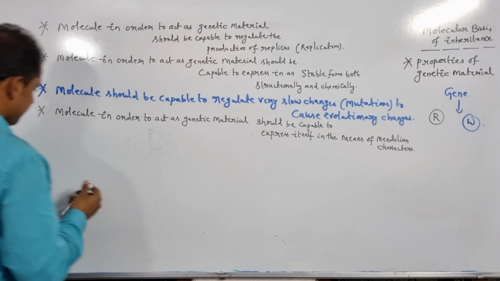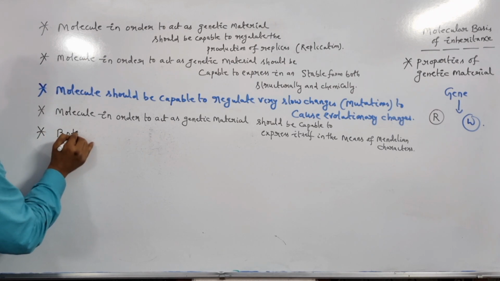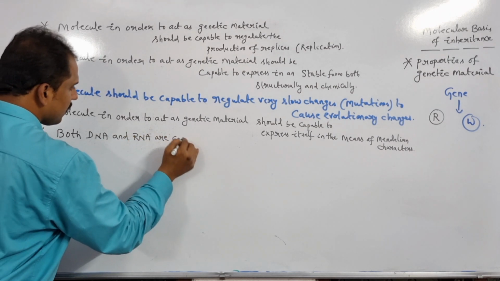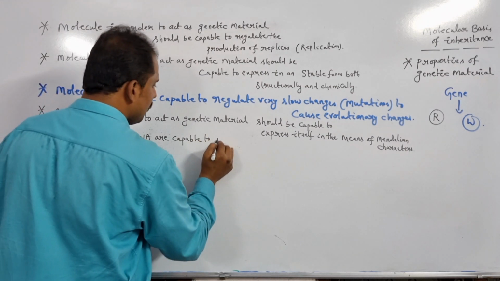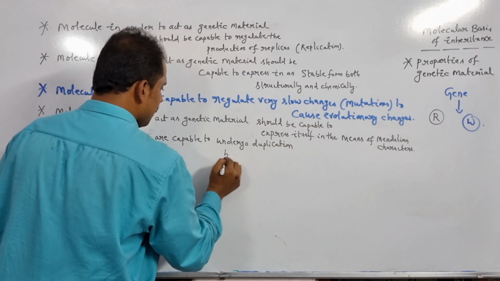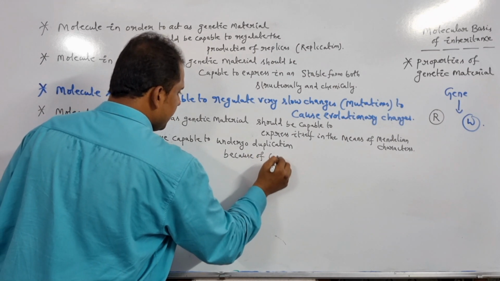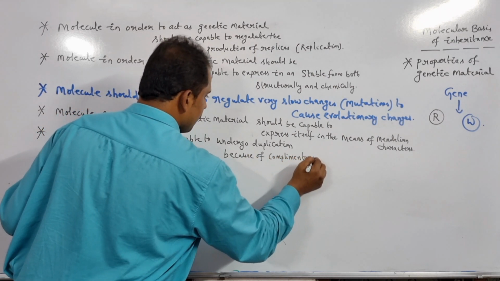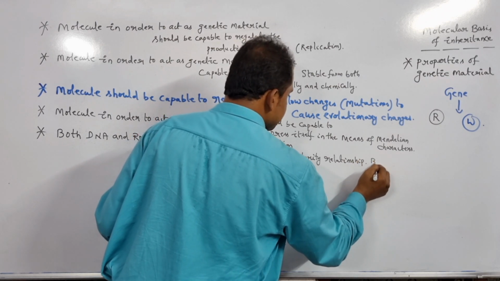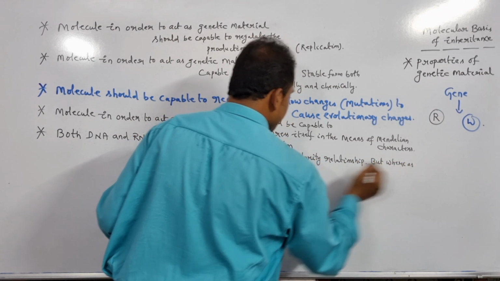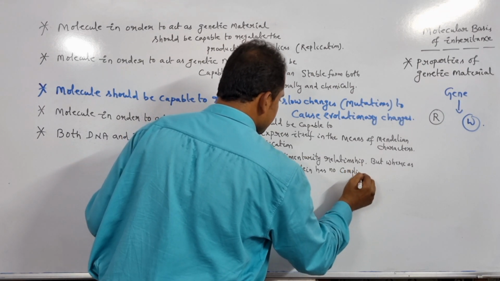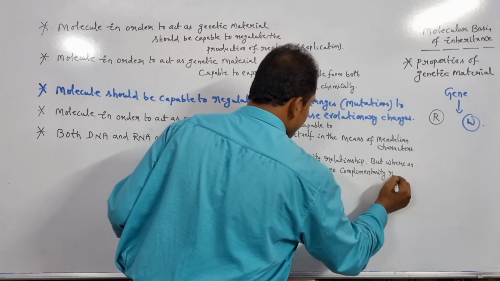So let me write it here. Both DNA and RNA are capable of undergoing duplication because of complementary relationship. But whereas protein has no complementary relationship.